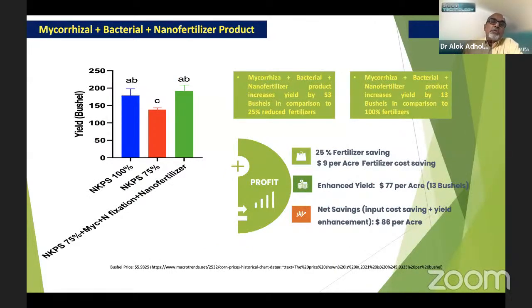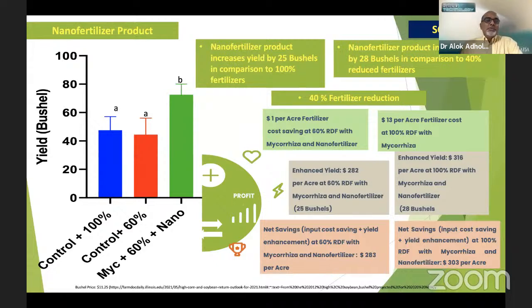So when we use nano fertilizer with these combinations, we have saved 25% of fertilizer, which saves around $9 from the North American perspective. Then the enhanced yield, which is 13 bushels more, gives you around $77 advantage per acre. So the net gain is around $86 per acre. And this basically brings in a very good proposition for farmers because the commodity price is going up.